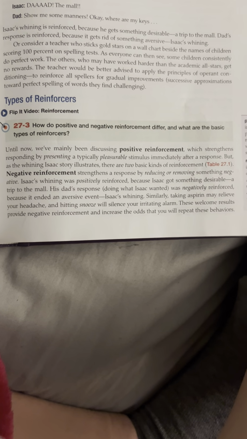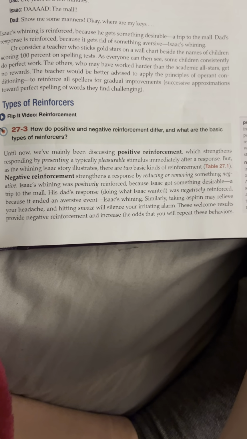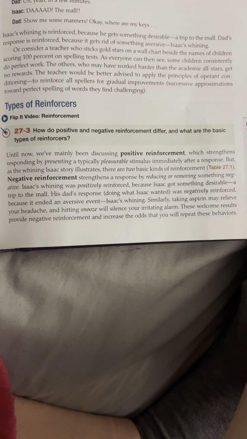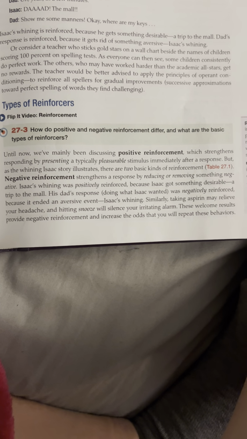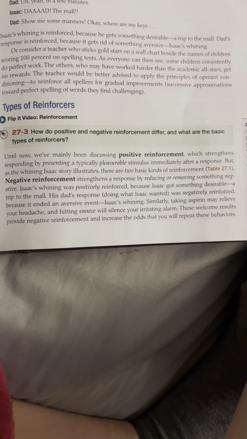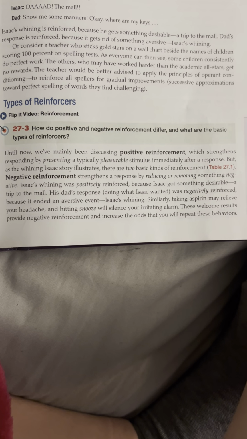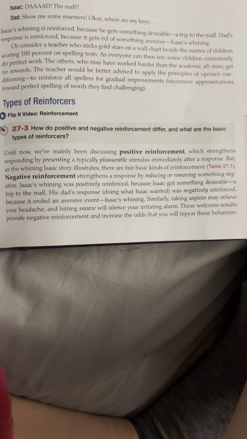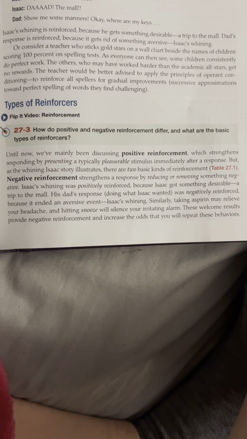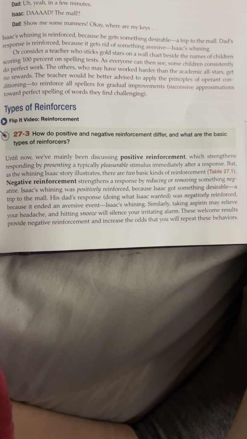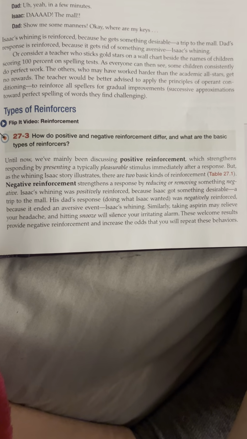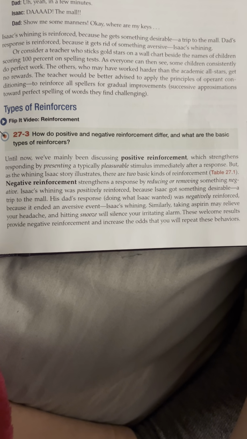Reinforcers. Types of reinforcers. Until now, we've mainly been discussing positive reinforcement, which strengthens responding by presenting a typically pleasurable stimulus immediately after a response. But as the whining Isaac story illustrates, there are two basic kinds of reinforcement. Negative reinforcement strengthens a response by reducing or removing something negative. Isaac's whining was positively reinforced because Isaac got something desirable, a trip to the mall.